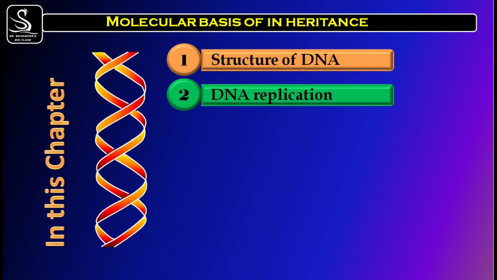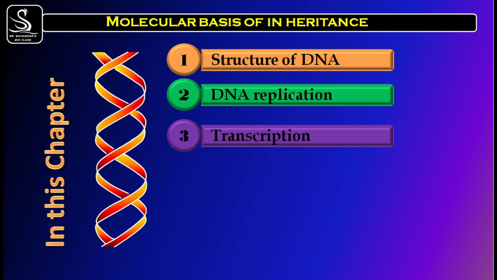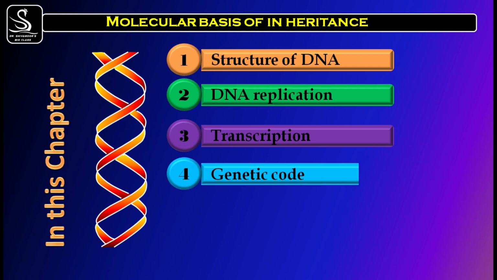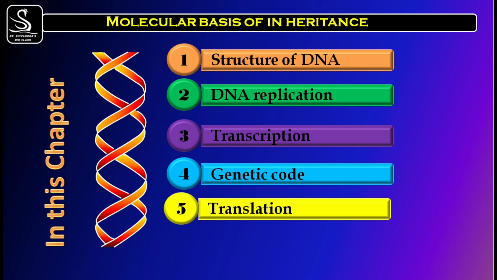And we are going to understand DNA replication, how this DNA replicates and forms one more copy. We are going to understand the transcription process, which means how RNA is formed from the DNA. And even in this chapter we are going to understand the genetic code I told you about just before. What is that genetic code, that also we are going to understand.